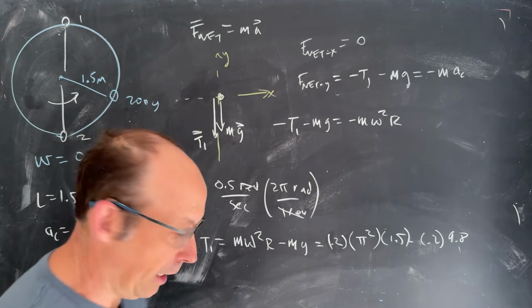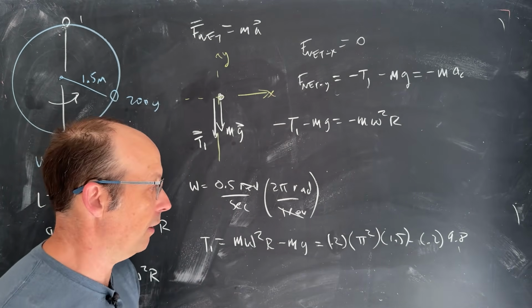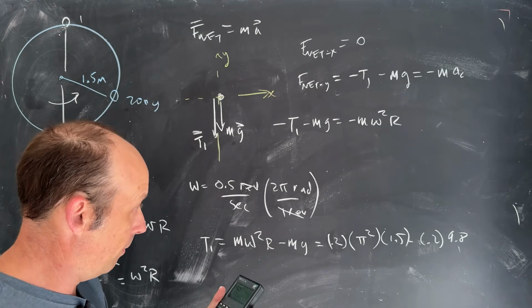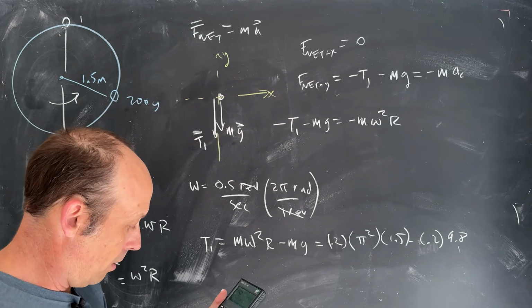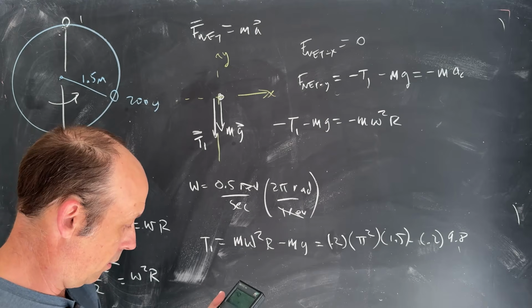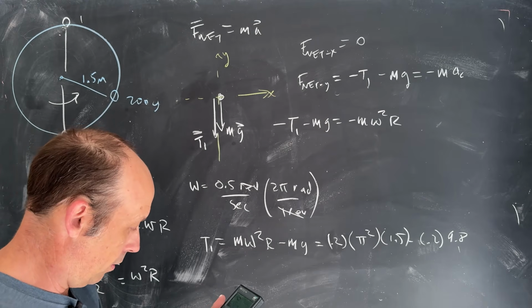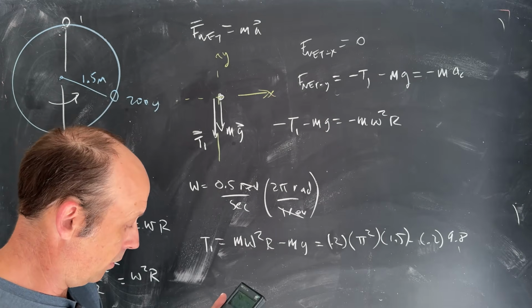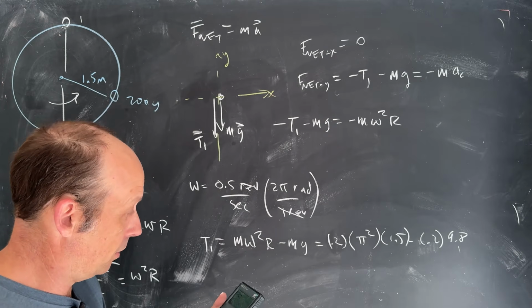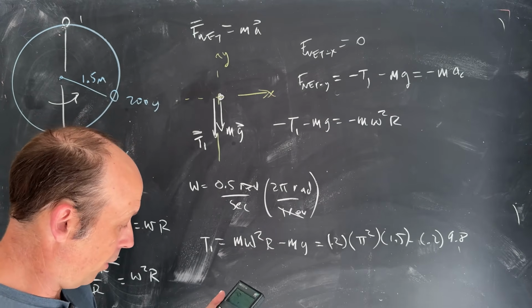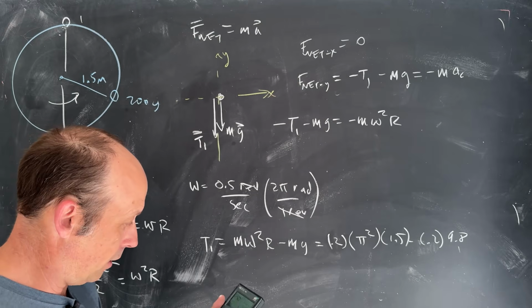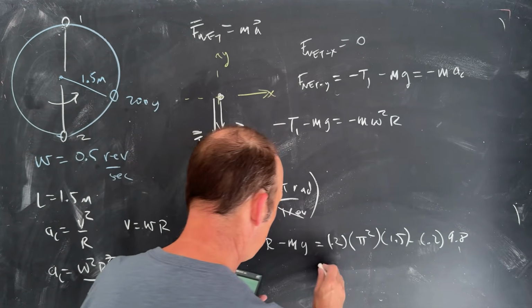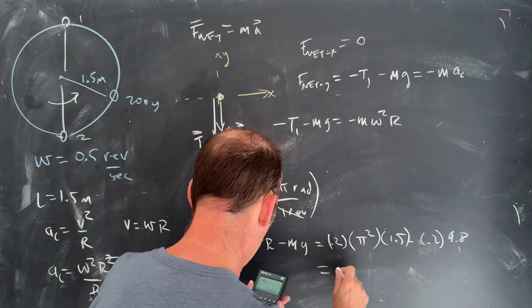So let's go ahead and calculate that, and then we'll do the second part. Calculator on, clear. 0.2, enter. Pi squared times 1.5, then I have that other thing, 0.2, enter, 9.8 times, minus, and I get 1.